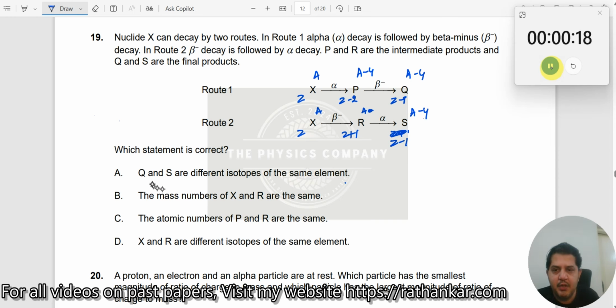Now let us read. Q and S are different isotopes of the same element. Q and S are different isotopes? No, because you see the elements are identical. They are not isotopes. So this is incorrect.